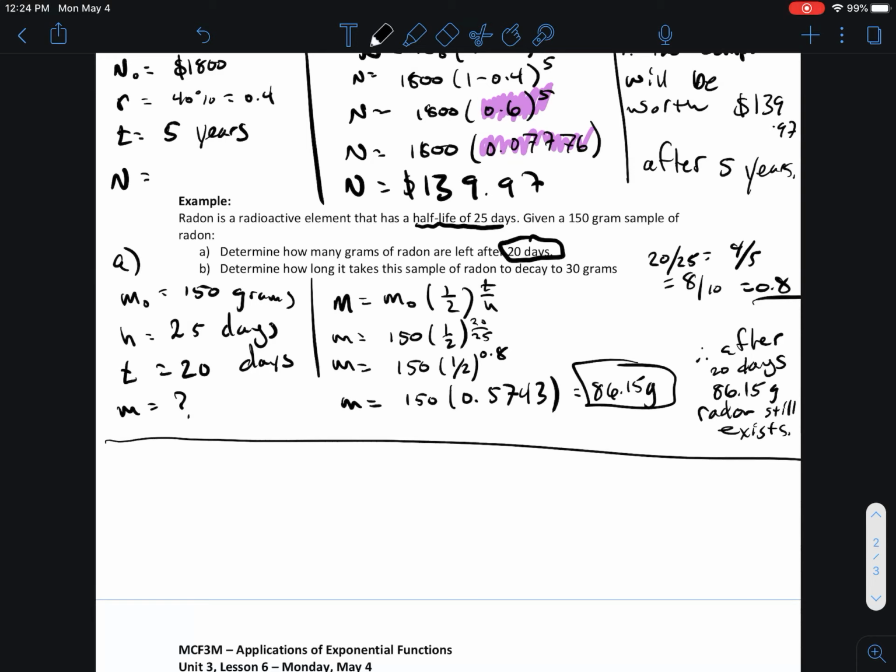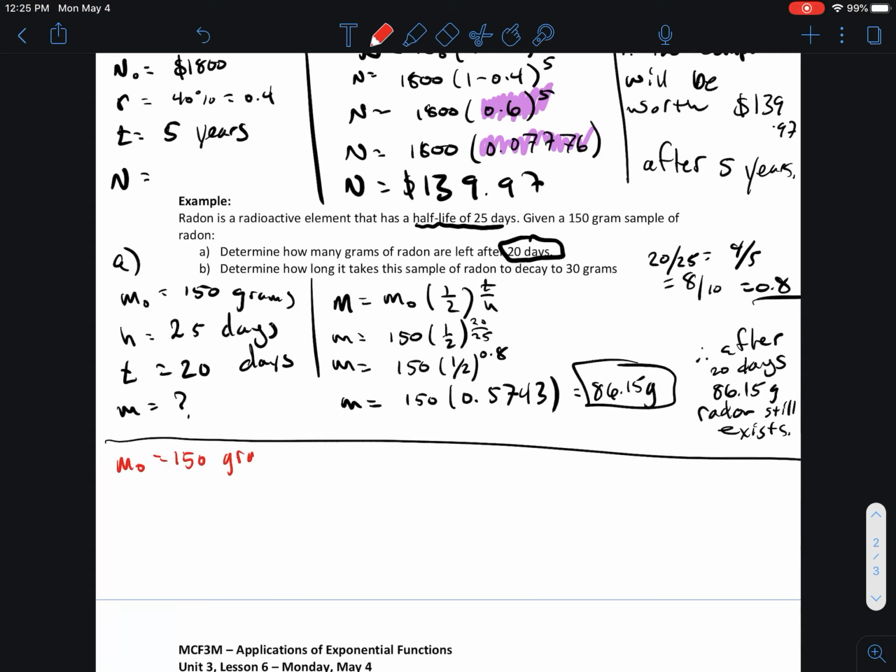Okay, now let's take a look at part B, because part B is going to ask me to do something subtly different, okay? Determine how long it takes the sample of radon to decay to 30 grams. A little bit more difficult this time, okay? So this is where I'm going to pull on some of your skills in solving for variables in exponents, okay? So nothing's going to change. We're still using the half-life equation, okay?